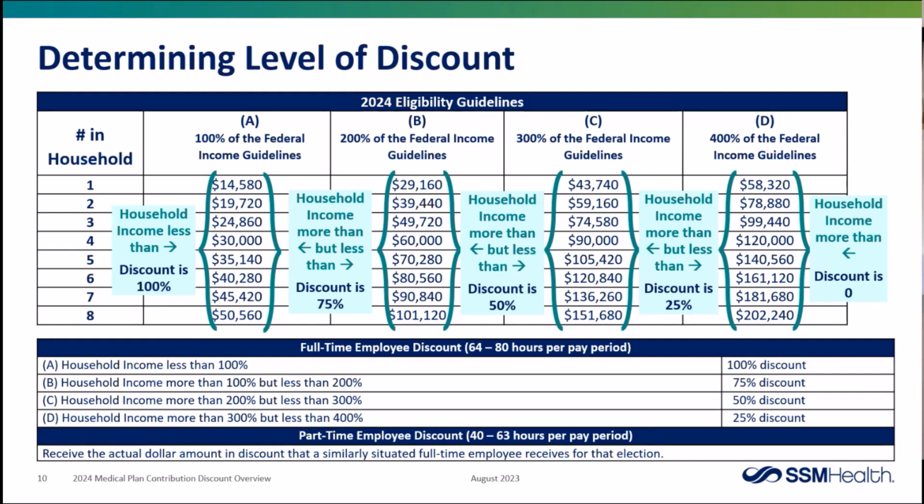Okay, so if I'm looking at this table, first I find the row that matches the number in my household, and then I determine where my income falls. Okay, I think I get it, but can you walk me through a real example for an employee with a family size of, let's say, four?